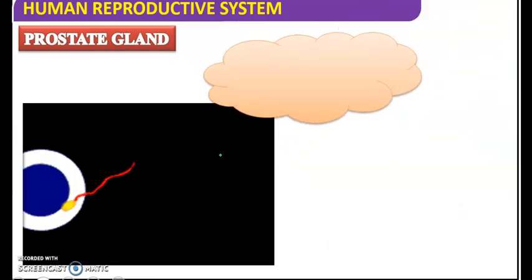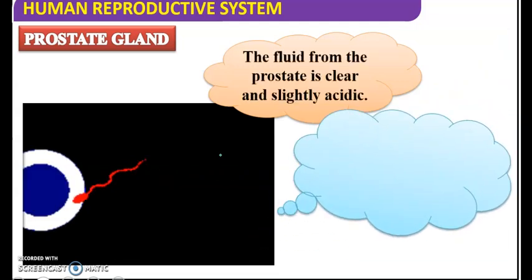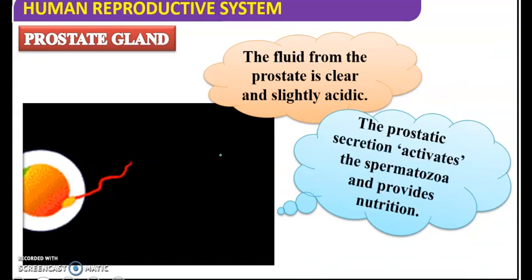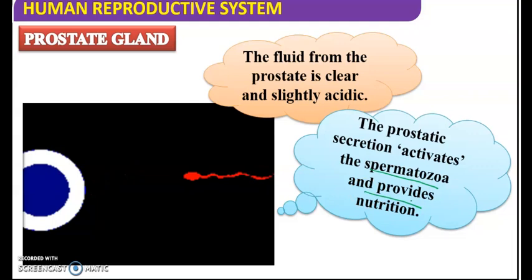Now the main role of the prostate gland is that its fluid is slightly clear and it is acidic in nature. And why is it acidic? What it does is it activates the spermatozoa and provides nutrition, so that there is fertilization.